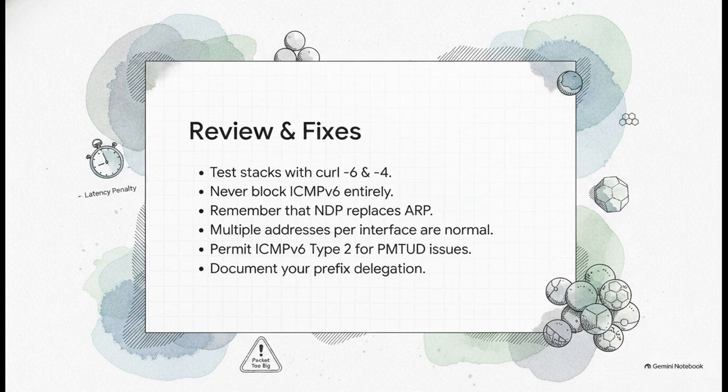First, to beat those silent Happy Eyeballs failures, always test both stacks independently using command line tools like curl -6 and curl -4. Second, never ever block ICMPv6 entirely. Ensure those mandatory types are permitted on every firewall. Third, remember that NDP replaces ARP. Fourth, stop trying to fix interfaces just because they have multiple IPv6 addresses. It's perfectly normal. Fifth, if small pings work but big files fail, fix the PMTUD black hole by permitting ICMPv6 Type 2 or use TCP MSS clamping as a quick workaround. And finally, please document your prefix delegation. ISP changes can silently break your static configurations if you aren't actively tracking them in your IPAM system.